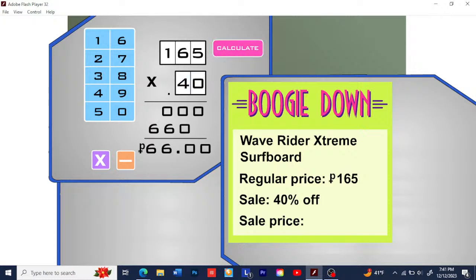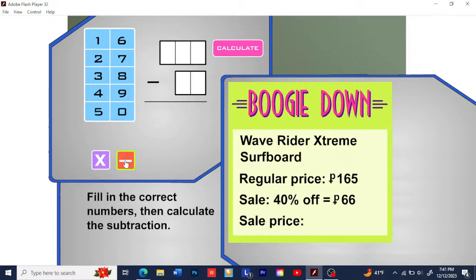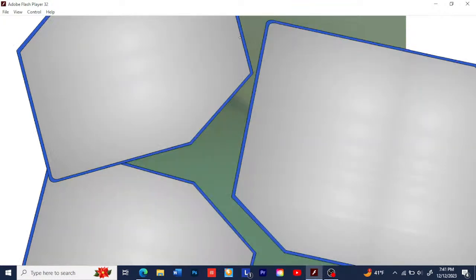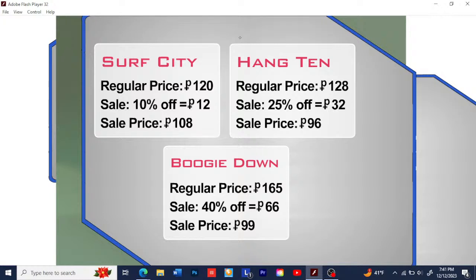You got it. That's the percentage off amount. On to the subtraction. Fill in the correct numbers, then calculate the subtraction. Awesome! Now we know the sale price of the Wave Rider Extreme at this store. Alright, you figured out the information we need. Now let's compare the sale prices for the 3 stores. Click on the store with the best price for the Wave Rider Extreme.